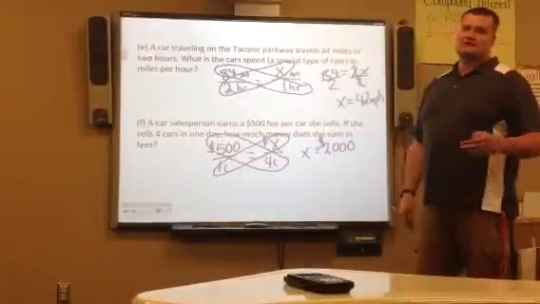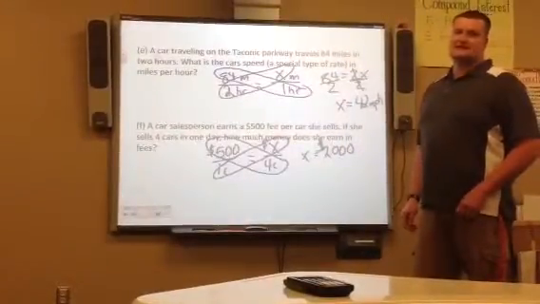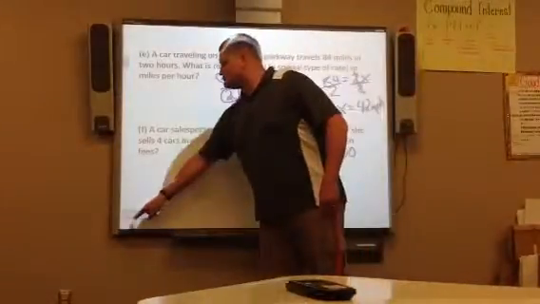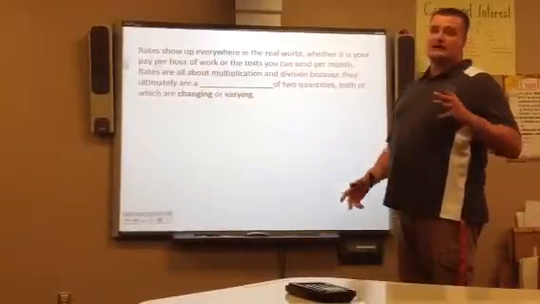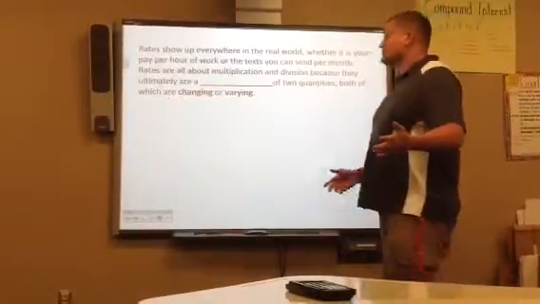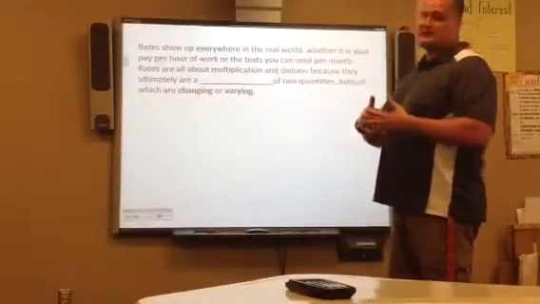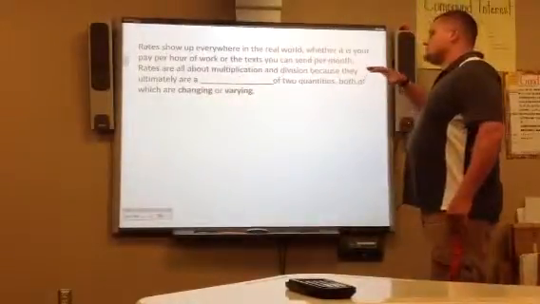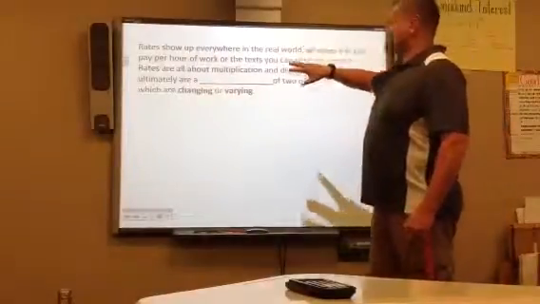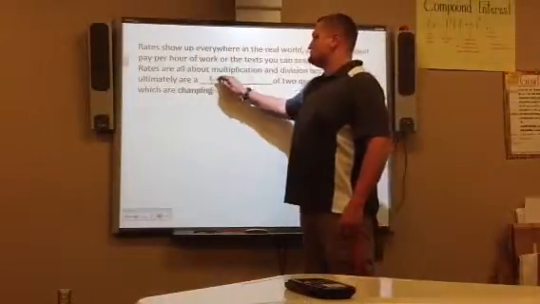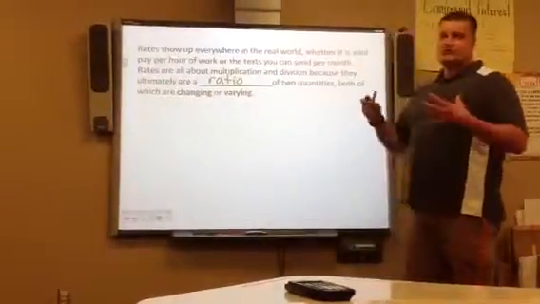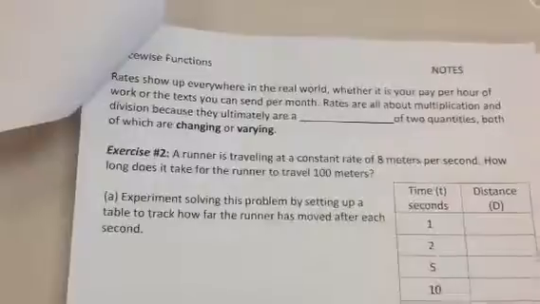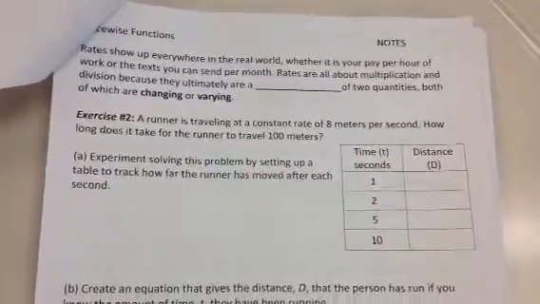So that ends that part. We're going to take a minute and fill in some of the blanks on our worksheet. If you look, it says rates show up everywhere in the real world, whether it's your pay per hour, whether it's the amount of text you send per month, but rates are all about multiplication and division. So because of that, they're going to be known as what we call ratios, or a ratio of 2 quantities, both of which are changing and varying. So that's why we have the 2 ratios with the equal sign in the middle. So if you go ahead and fill that in, you should be all set with that.